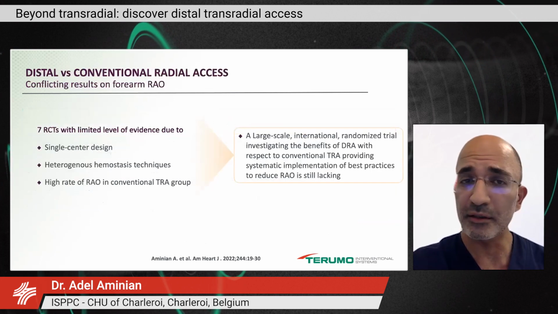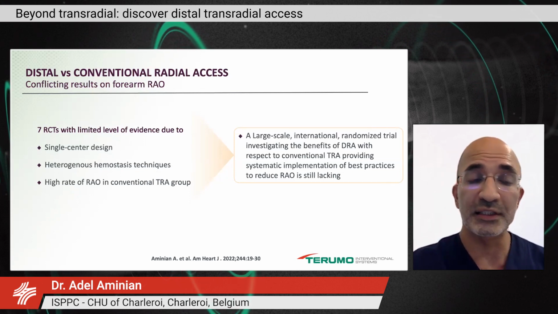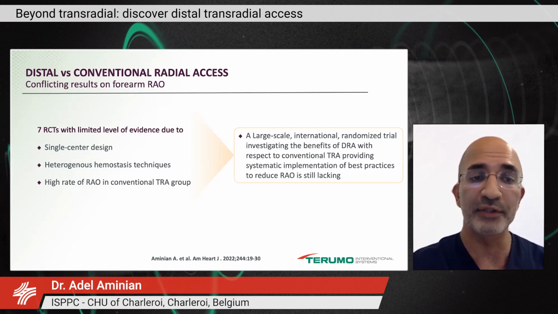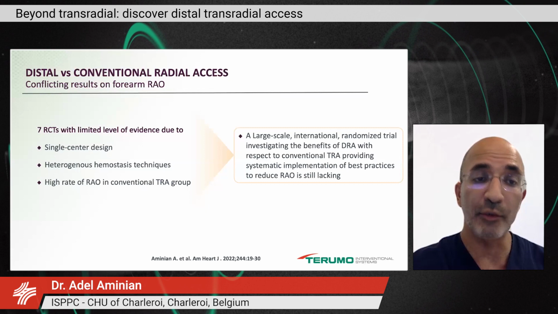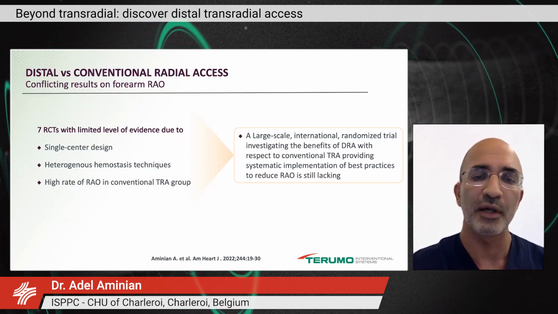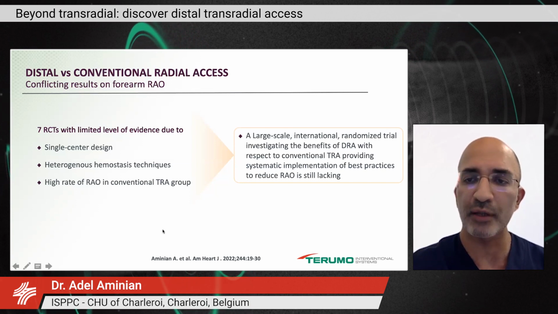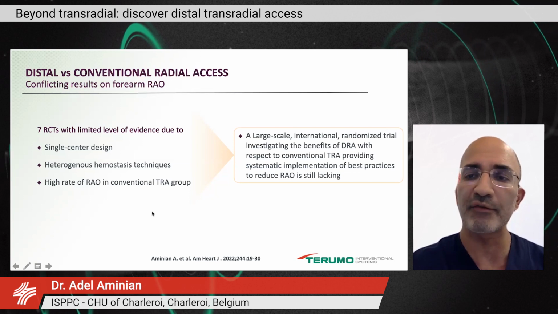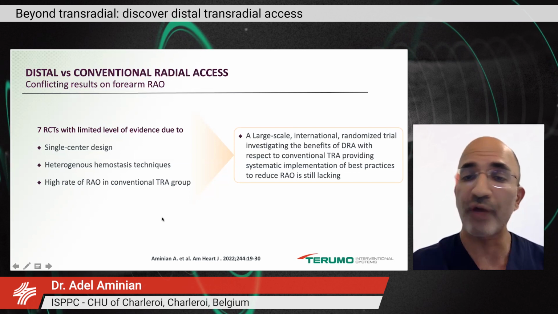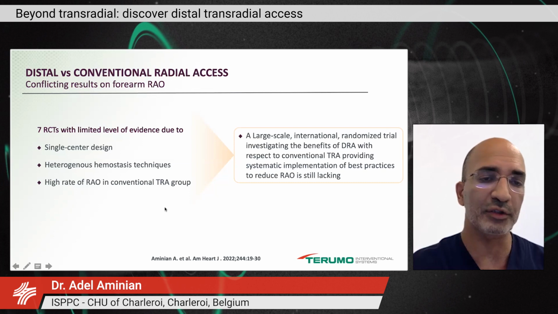And regarding the reduction in forearm radial arterial occlusion, the current evidence is limited by the single-center design of most trials that have compared distal to conventional, the heterogeneous hemostasis technique, and also the high rate of radial arterial occlusion in the conventional radial group. So there was a need for a large-scale international randomized trial which would investigate the benefit of distal radial with respect to conventional radial access, but providing systematic implementation of best practices to reduce the rate of radial arterial occlusion.